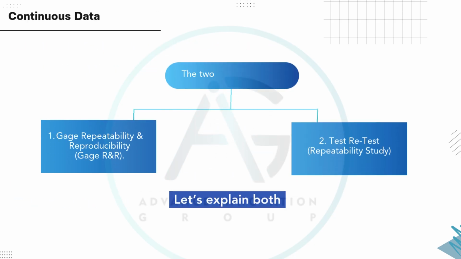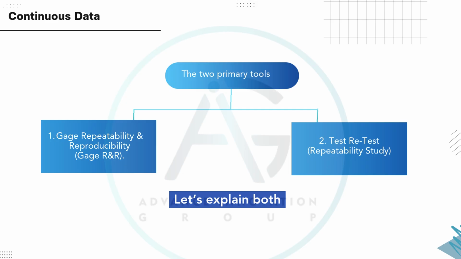In this section, we focus on measurement system analysis, or MSA, specifically for continuous data. These are measurements that can take on any value within a range, such as length, weight, or temperature. When we evaluate the effectiveness of a measurement system for continuous data, there are two primary tools we rely on. 1. Gauge repeatability and reproducibility, often referred to as Gage R and R. This tool helps us understand how much of the observed measurement variation is due to the measurement system itself.